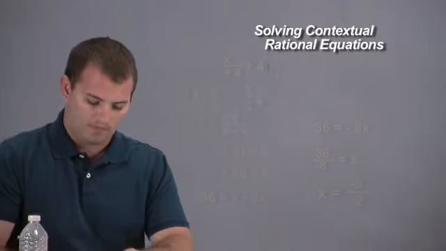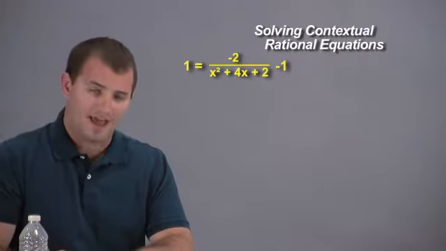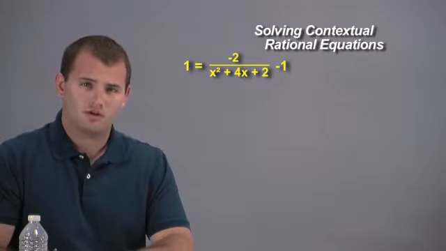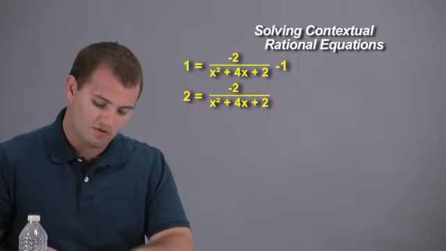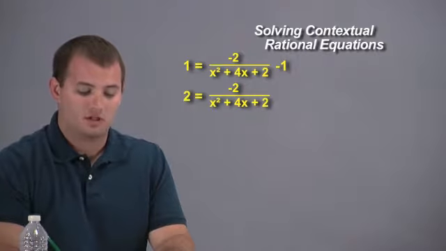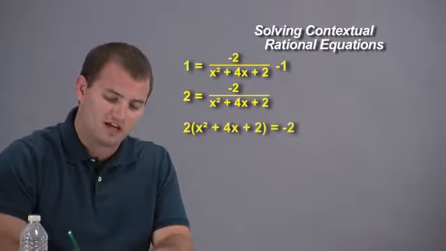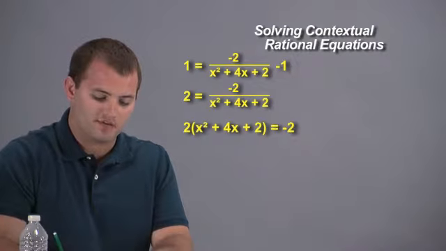Let's try one more. 1 is equal to negative 2 divided by the quantity x squared plus 4x plus 2, minus 1. First, let's add 1 to each side. And so the equation becomes 2 is equal to negative 2 divided by x squared plus 4x plus 2. Now to continue isolating x, and to lose the fraction, we will multiply by x squared plus 4x plus 2. So the equation now becomes 2 times the quantity x squared plus 4x plus 2 is equal to negative 2.